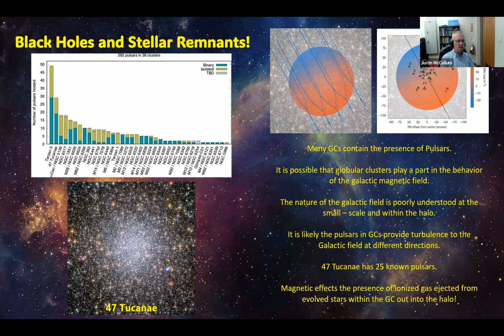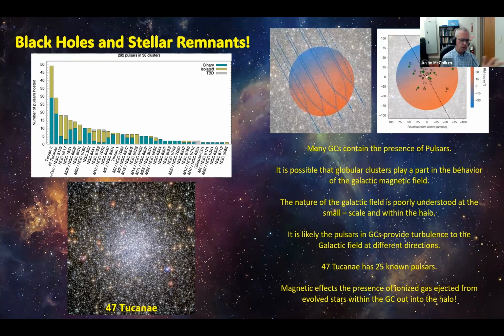And generally, we don't have that magnetic field penetrating very deep within the galactic halo, but when it's penetrating deep, it's possible these globular clusters are altering the behavior of the magnetic field at the very small scale, because these pulsars have their own strong magnetic fields. And when a lot of these stars along the edge, the main sequence stars, are blowing out their material into space, it's being ejected out into the halo because of the effects of these pulsars. The magnetic fields of these pulsars are intermixing with the galactic magnetic field, and it's creating this turbulence.